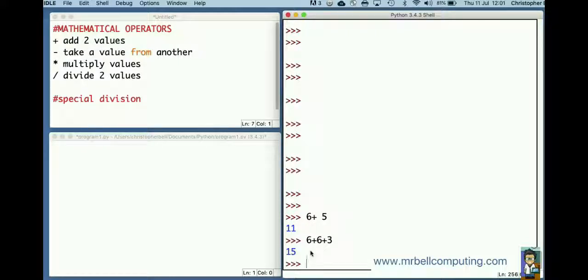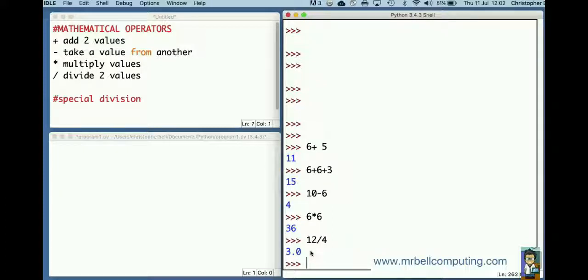The multiplication works in exactly the same way. 10 minus 6 is 4. Computer's very happy to work this out. The star means multiply. 6 sixes is 36. And the forward slash is divide. 12 divided by 4 should equal 3.